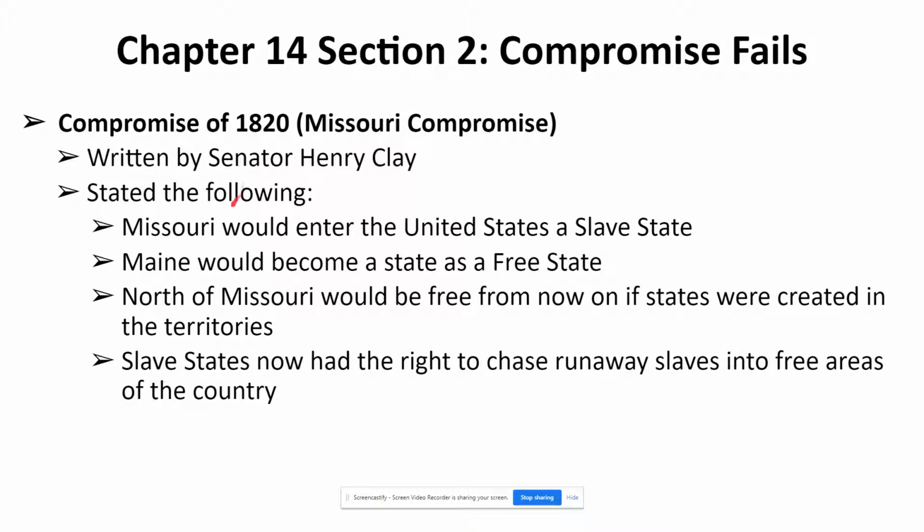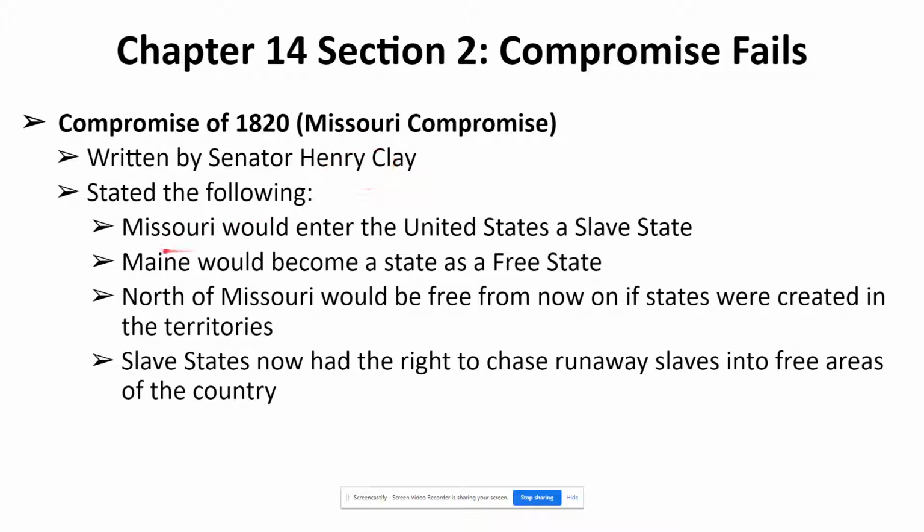Okay, the Missouri Compromise, written by Henry Clay in 1820. And it was real simple. Missouri wanted to enter the United States as a slave state. So Henry Clay wrote a compromise that said, fine, Maine will become a free state. Anything north of Missouri will be free, and the slave states could chase runaway slaves into the free part of the country. So you know this. We did this already. Missouri Compromise, Henry Clay, the great compromiser. We've talked about him forever.